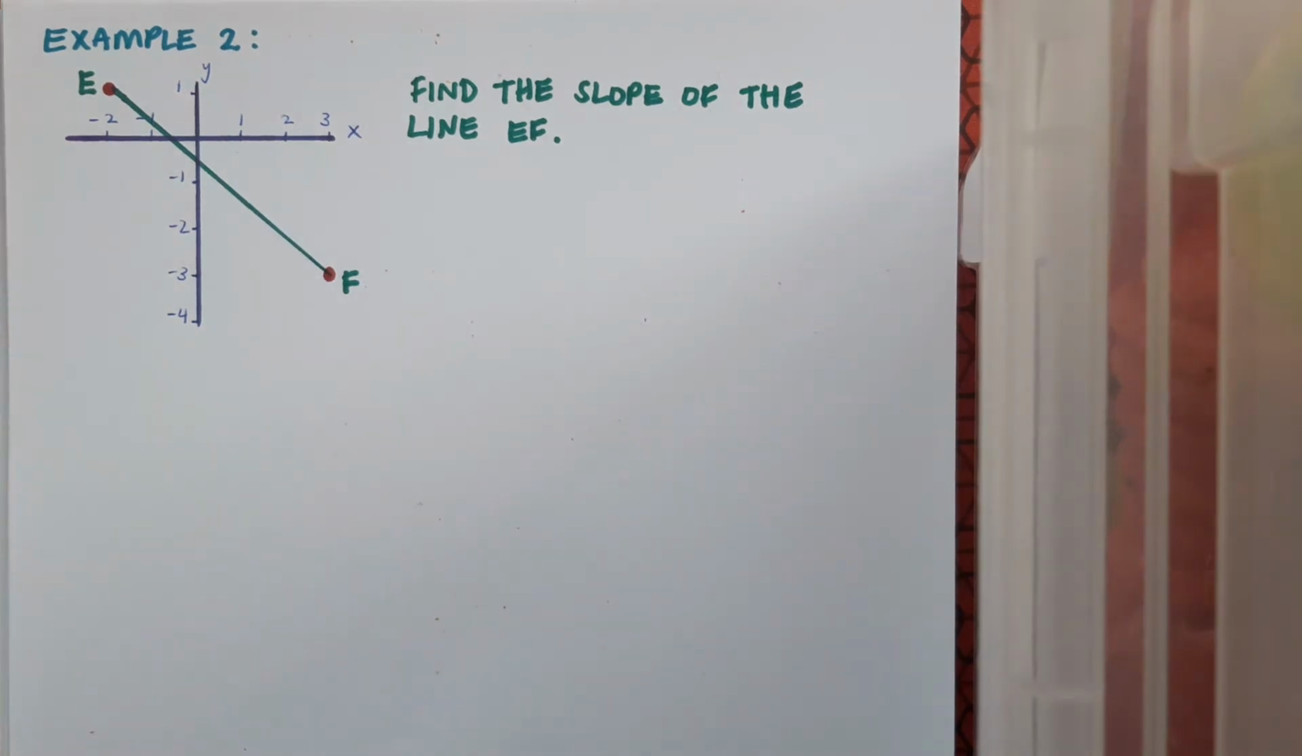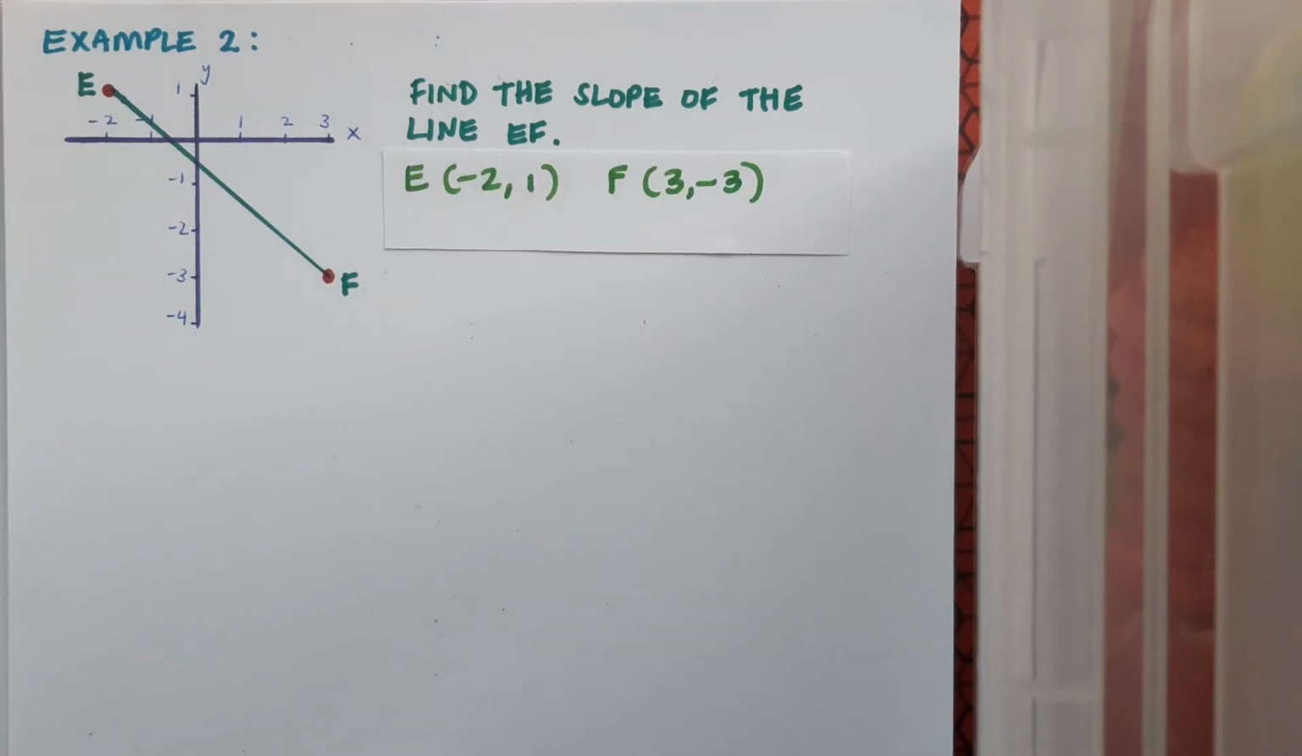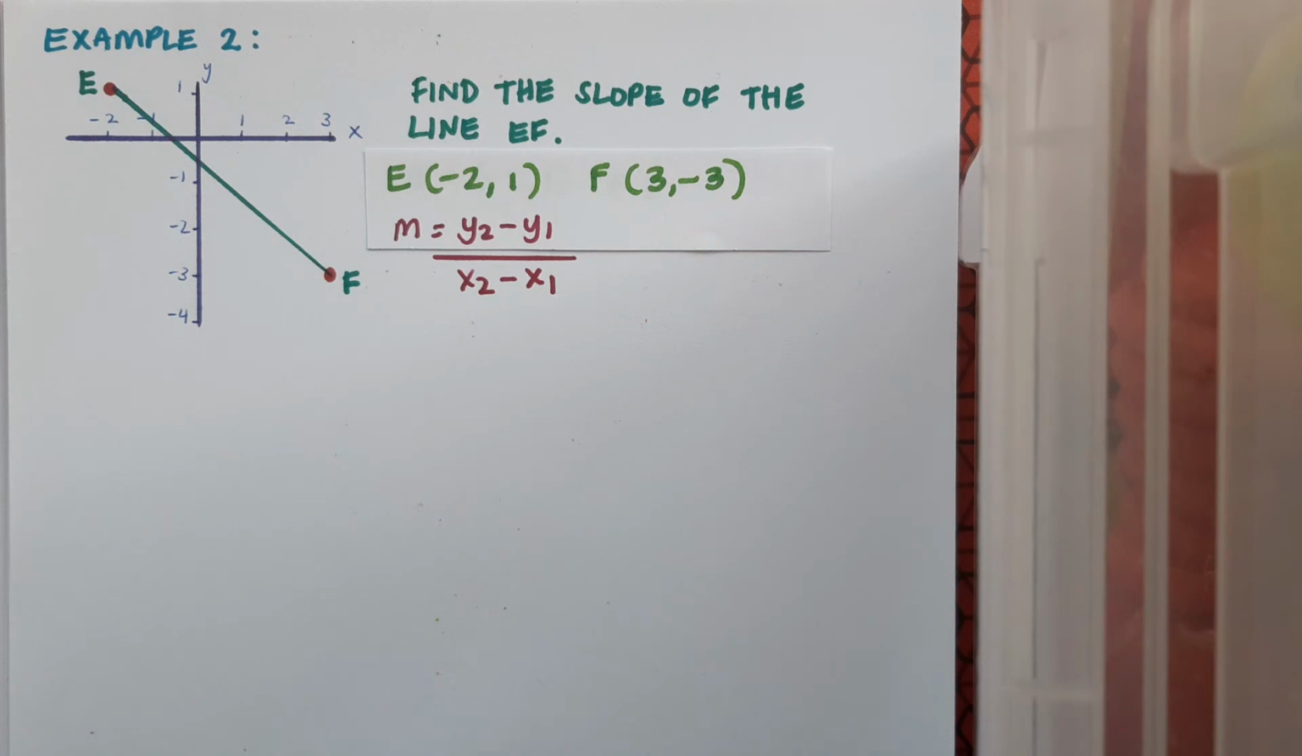So I'll start by noting the points, and you can do that yourself. So pause the video here and do that much. So I'll start by noting my points, E (-2, 1) and F (3, -3). Now I'll make a note of my formula. And again, this can be found on page 18 of the log tables. I'll label my points and then I'll substitute my values in.